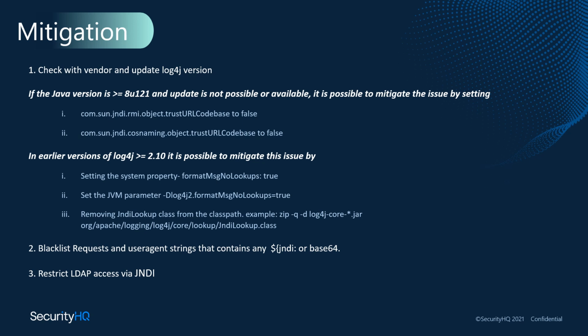The third one is restricting LDAP access via JNDI. If you are following the above couple of mitigations that we have mentioned for the Java versions, you are already doing partial mitigation. But the third one will simply restrict LDAP access from the JNDI component. So with the JNDI component, the attacker will not be able to access the LDAP functionality of the server. Again, this is a partial mitigation.